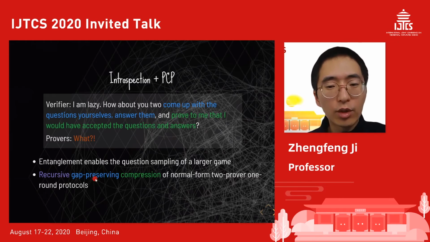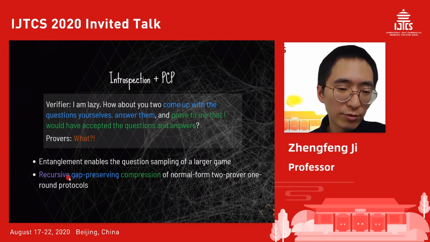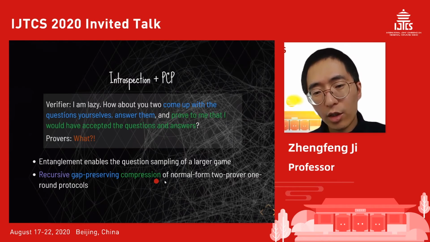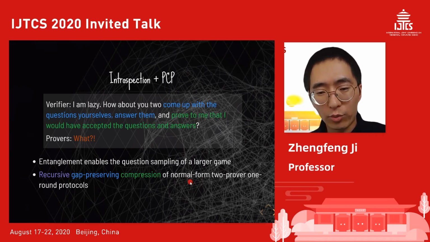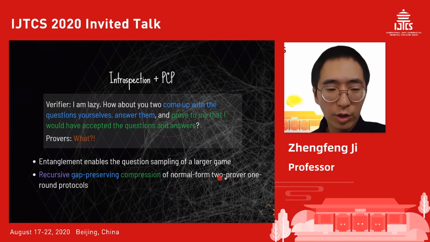Technically, what we need to show is that you can do it recursively, without losing the gap, a gap-preserving compression of the so-called normal form. It's not for all two-prover protocols. It's for a family of rich enough protocols, what we call normal form, which is a two-prover one-round protocol using EPR pairs.